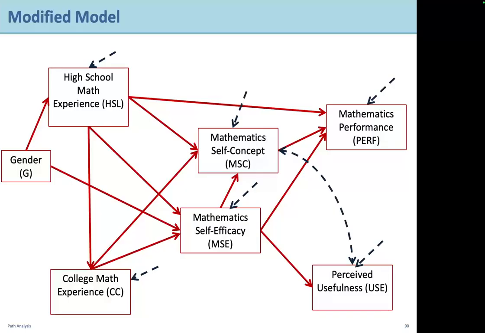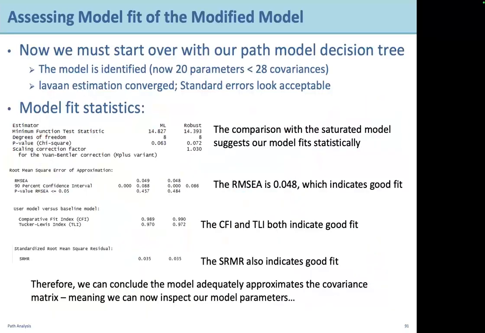So what we end up having is the component of how high school math directly affected math self-efficacy by its coefficient. But what we don't have yet is how it indirectly affects math self-efficacy through another variable that it predicts. Does that make sense? Right? So, yeah, go ahead.